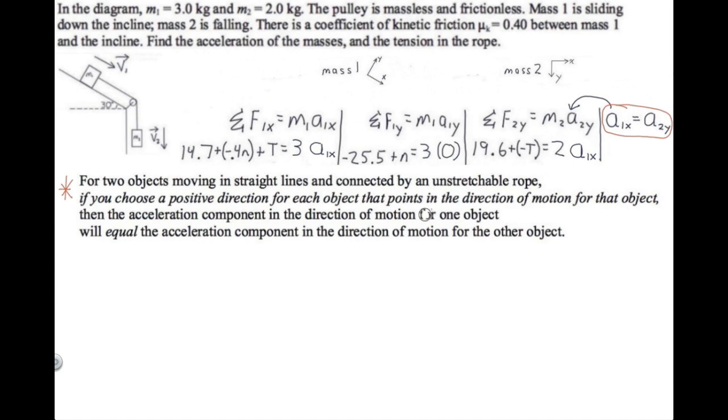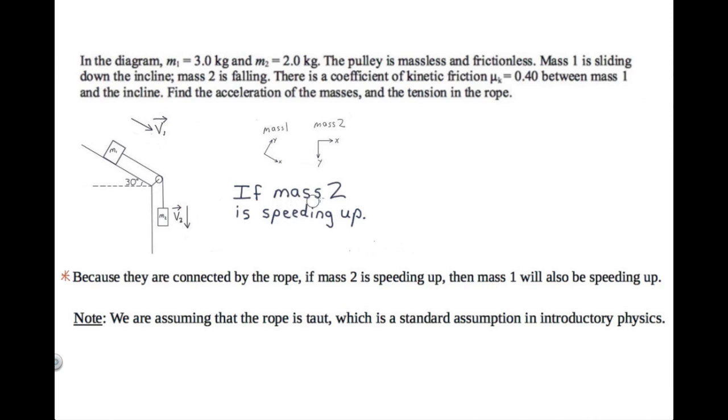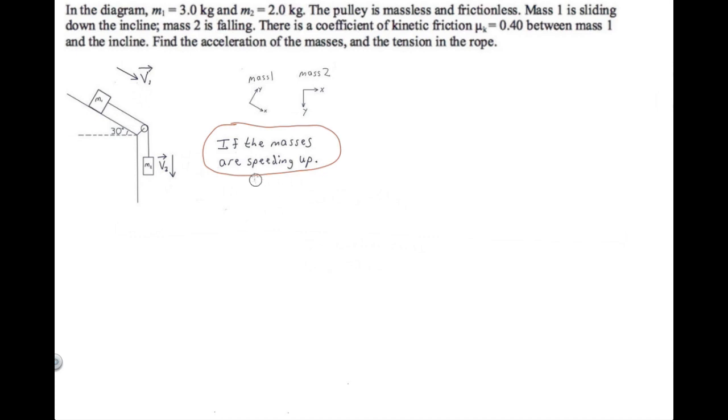We used this rule to justify the equation. Now, in this part of the video, I want to demonstrate that this rule really is correct for this problem. Furthermore, I want to demonstrate that the rule only works when we choose a positive direction for each object that points in the direction of motion for that object. Suppose that mass 2 is speeding up. Then, because they're connected by the rope, mass 1 will also be speeding up. So, let's suppose that both masses are speeding up.